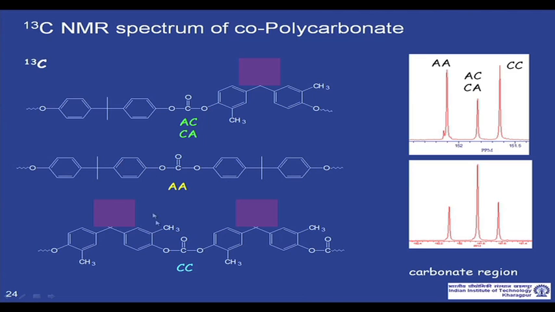So, we can assign this peak A from the polycarbonate BPA homopolymer. Similarly, if we make a homopolymer of this particular monomer, then we can know the chemical shift for this carbon 13 peak for this particular carbonate. So, when you have a copolymer, from the ratio of these three peaks, we can find the amount of this type of carbonate present in the system.